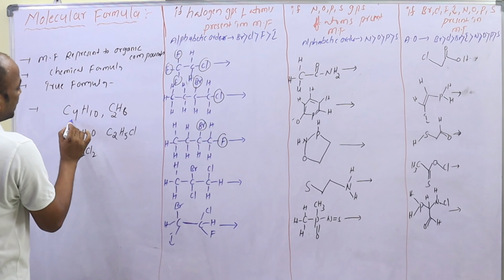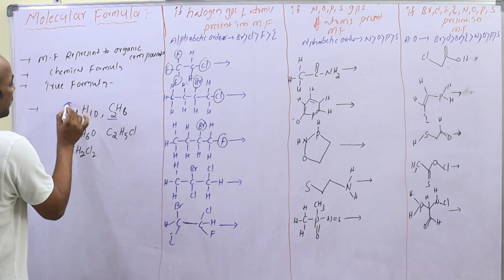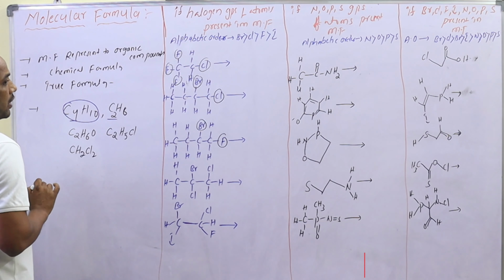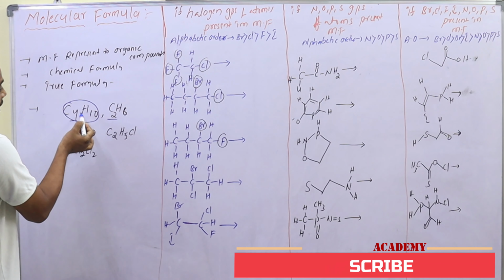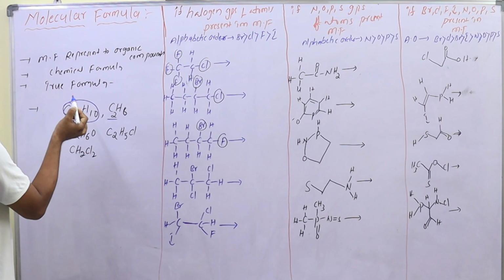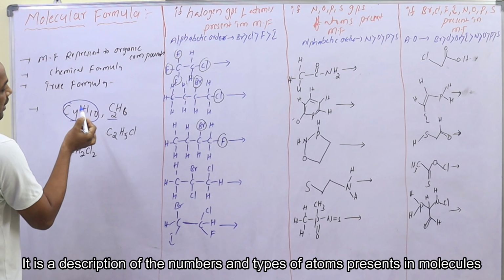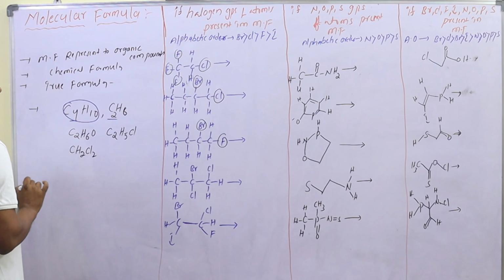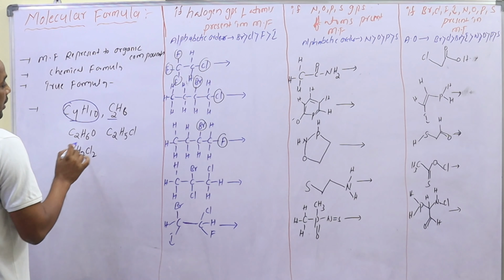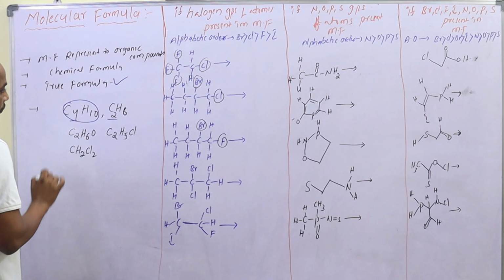It is a description of the numbers and types of atoms present in the molecules, how many atoms are present in the molecules. But here in this, see, 4 carbons and 10 hydrogen atoms are present in the molecule. It is a description of the numbers, the actual atoms present in the molecule. So it is called true formula.